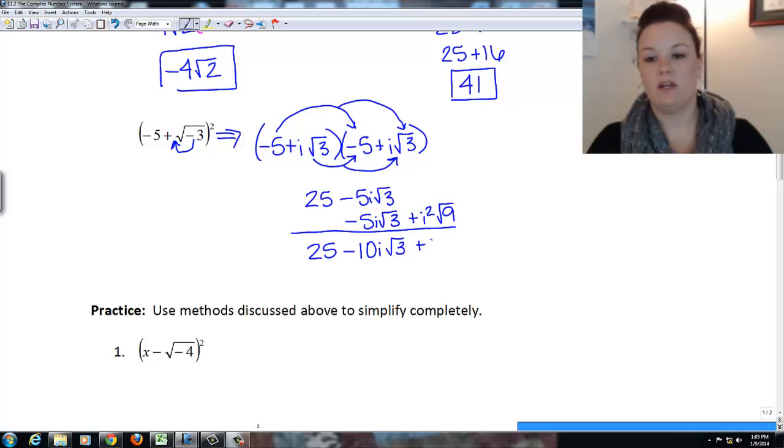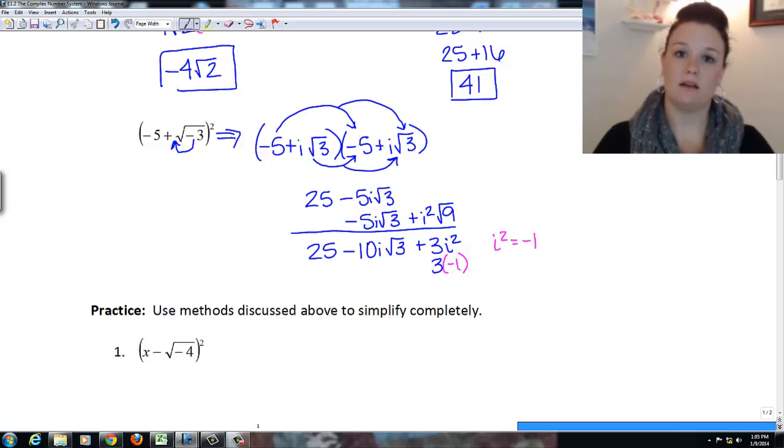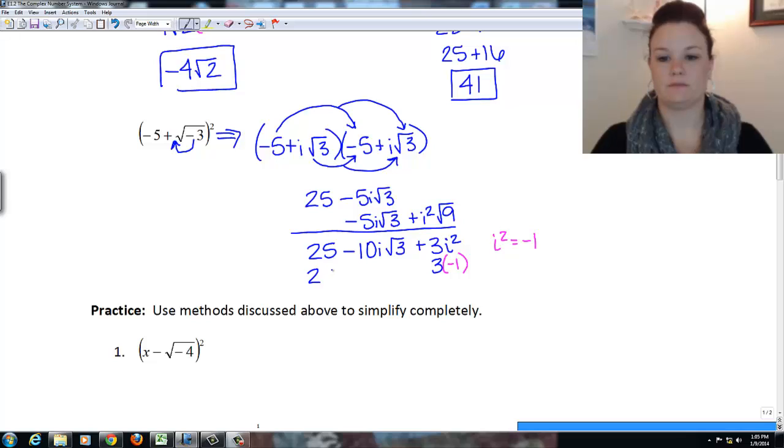Okay, square root of 9 we know is 3, and then I'm left with i squared. Remember, i squared is equal to negative 1. So I'm going to put a negative 1 in here. Now when I put a negative 1 in there, 3 times negative 1 just makes it a negative 3, which I can then combine with my 25 term.